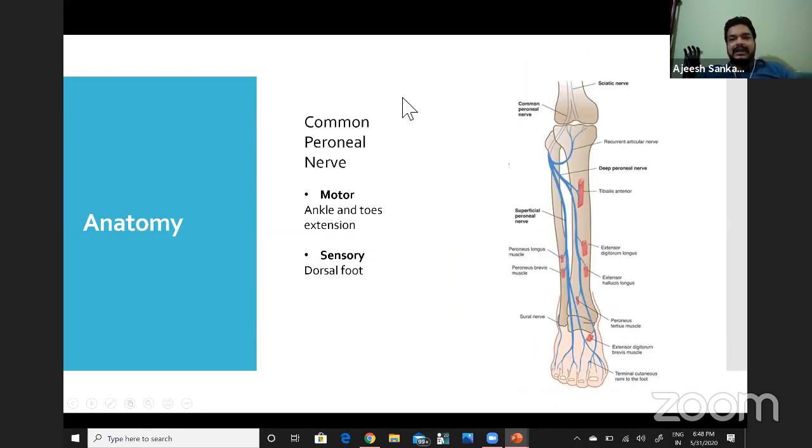And the common peroneal, again, I think the commonest case to find in an exam would be a common peroneal palsy and a foot drop. After it winds around the fibular neck, the common peroneal usually divides into the superficial and deep peroneal nerves. The superficial is the nerve of the peroneal compartment, supplying the peroneus longus and brevis, and the deep peroneal supplies the ankle and toe extensors.